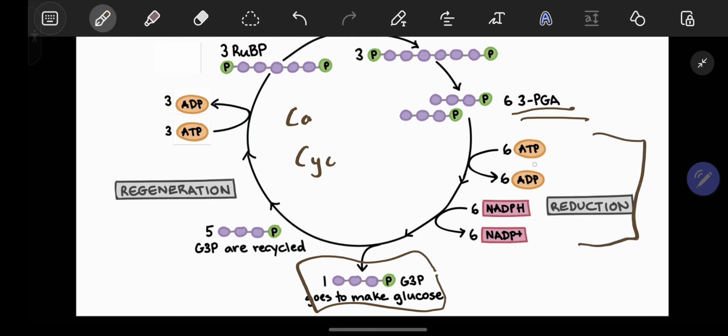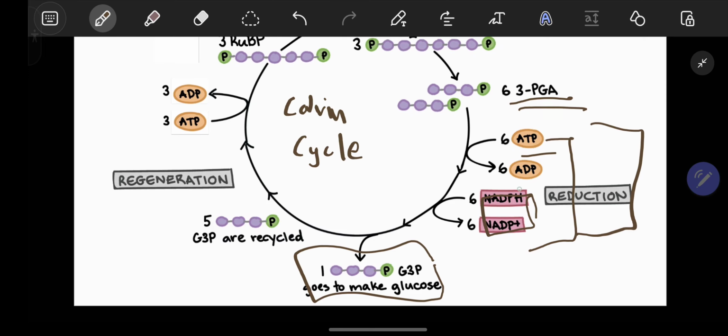More particularly, for every 3 carbon dioxides that go into the Calvin cycle, 6 ATP are used to reduce the 3 PGAs, and 6 NADPHs are also used to make the G3P molecules. This is why the light-dependent reactions that occur in the thylakoid membrane are so important. We are making the ATP and the NADPHs that are required for the Calvin cycle.